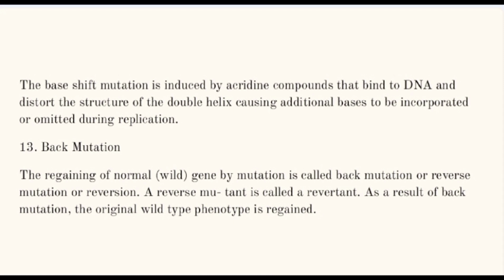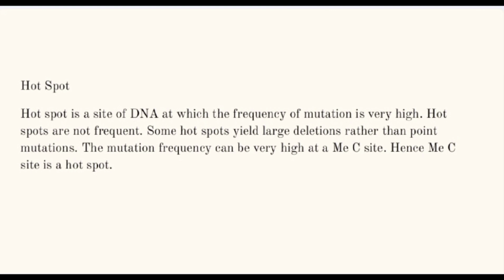Next, back mutation. The regaining of the normal wild type gene by mutation is called back mutation or reverse mutation or reversion. A reverse mutant is called a revertant. As a result of back mutation, the original wild type phenotype is regained. Hotspot. Hotspot is a site of DNA at which the frequency of mutation is very high. Hotspots are not frequent. Some hotspots yield large deletions rather than point mutations. The mutation frequency can be very high at the Me-C site. Hence, the Me-C site is a hotspot.